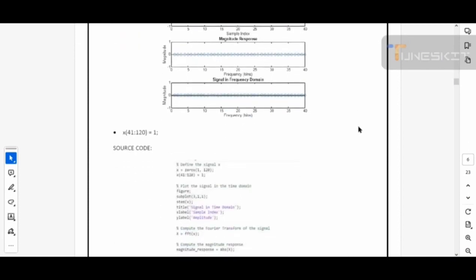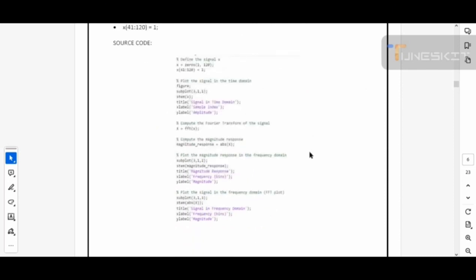Okay, moving on towards our second source code. In this function all the things are the same. We have used the same code as we used in the previous task, but one thing that is different is the range of the function.